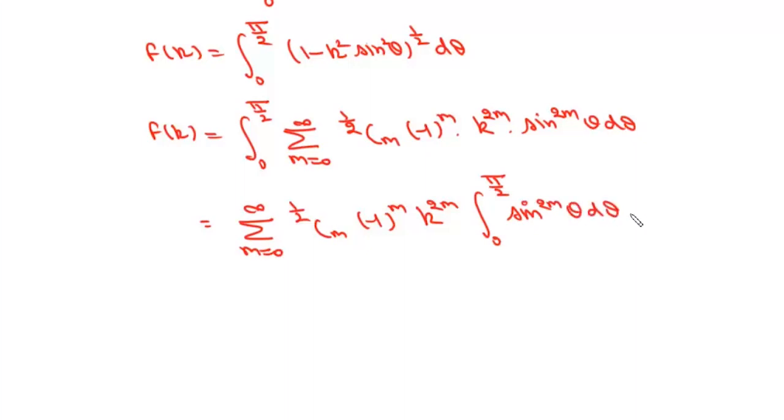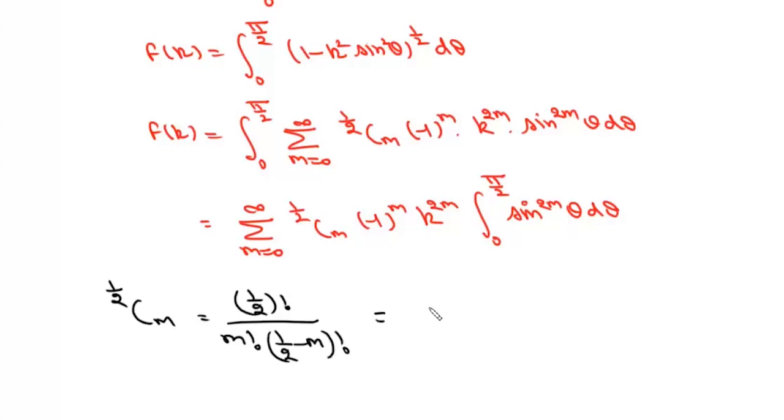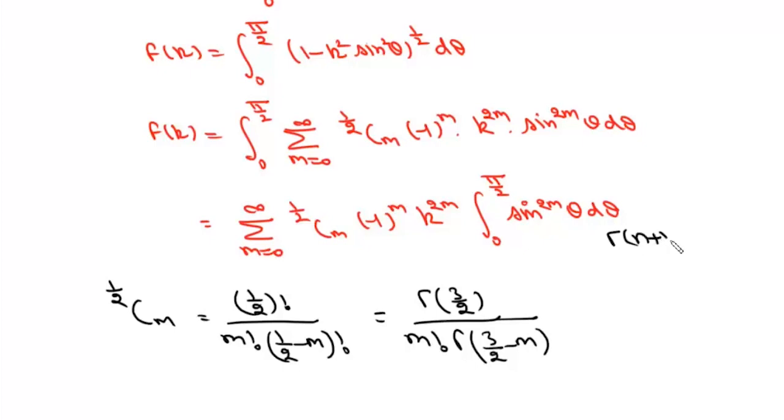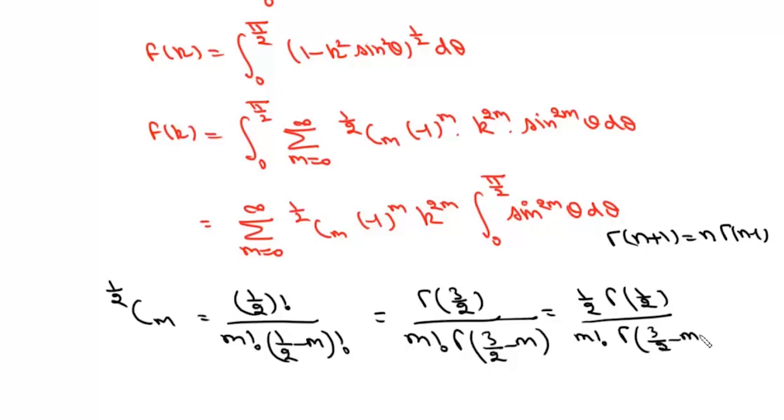theta d theta. Now we'll write this expression in terms of gamma function. First we'll simplify this, which is 1 by 2 Cm. Now this is factorial 1 by 2 upon factorial m and then factorial 1 by 2 minus m, which is gamma 3 by 2 upon factorial m, and this is gamma 3 by 2 minus m. Now we know that gamma n plus 1 is factorial n, which is n into gamma n. So we can write this as 1 by 2 into gamma half, and here it will be factorial m gamma 3 by 2 minus m.